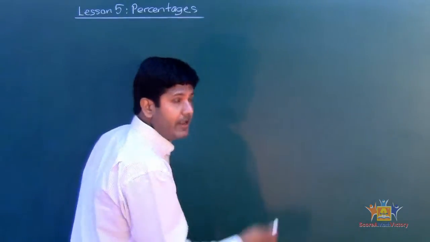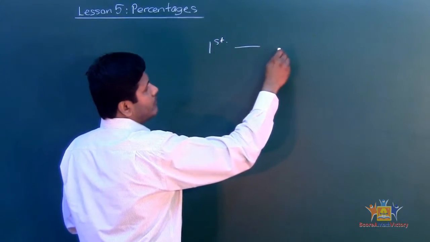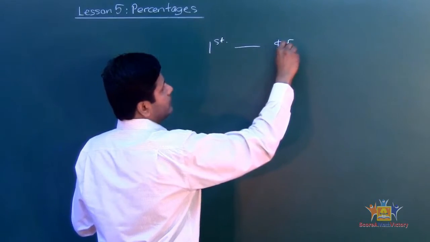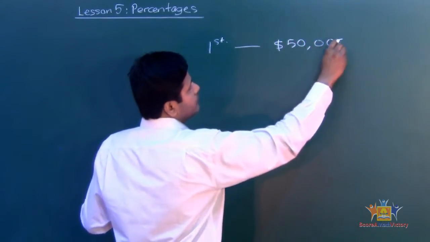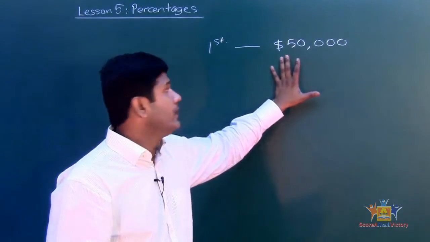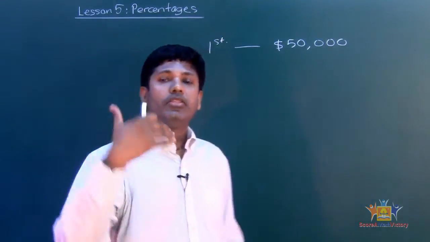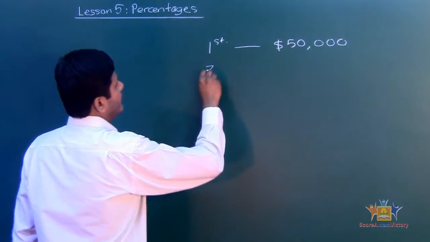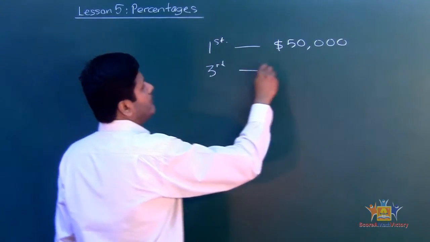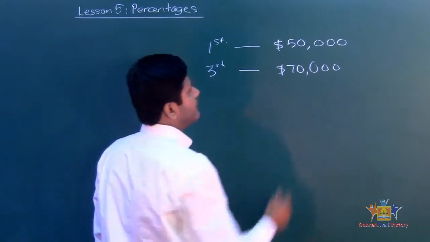So let's first write it down. My first year, Mr. Mac was making how much? 50,000. All right, because I was working in the US, the United States of America, they were paying me in dollars. And then after 3 years there was an increment. On the third year, Mr. Mac's salary became 70,000. All right, so 70,000.